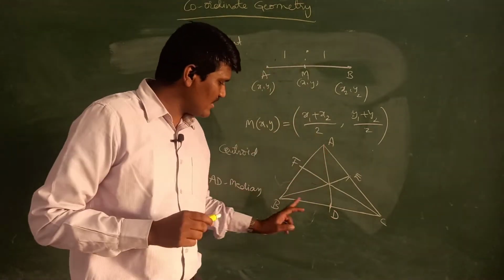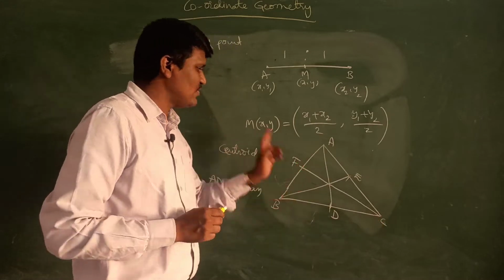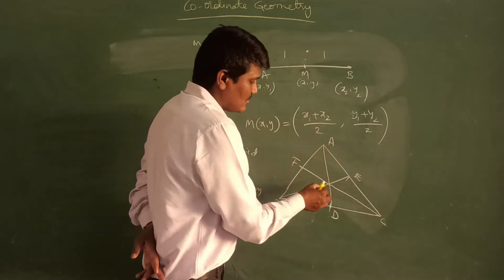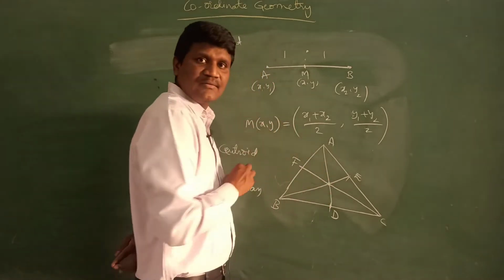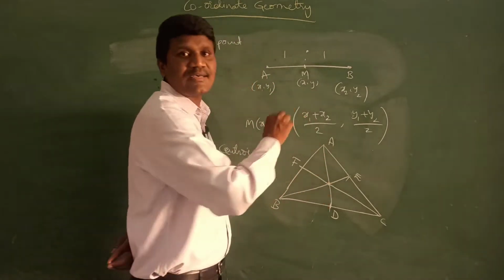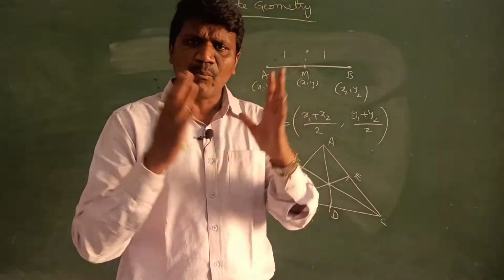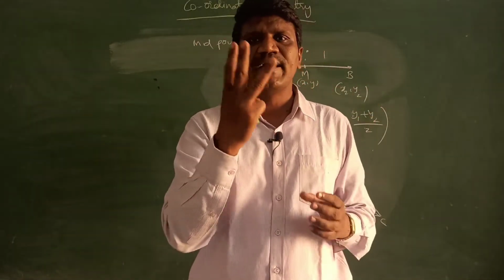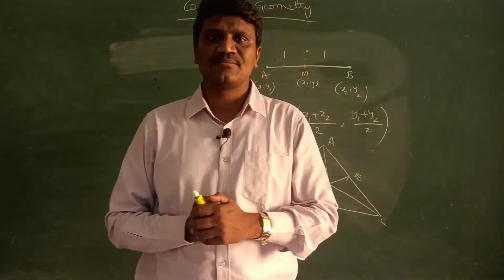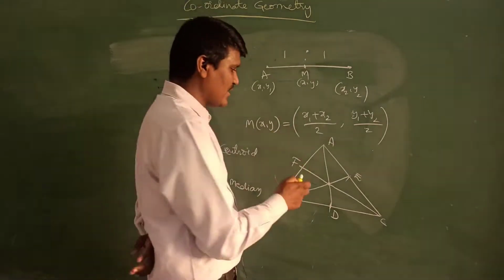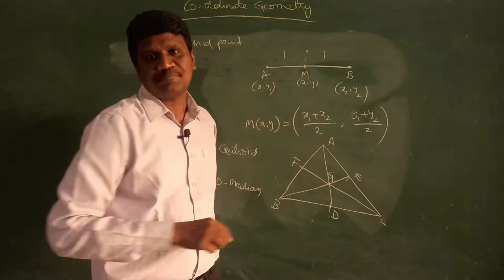So AD is a median, BE is a median, CF is a median. These three medians are meeting at a point. This point is a centroid. The point of concurrence of three medians is called the centroid, and this is G.